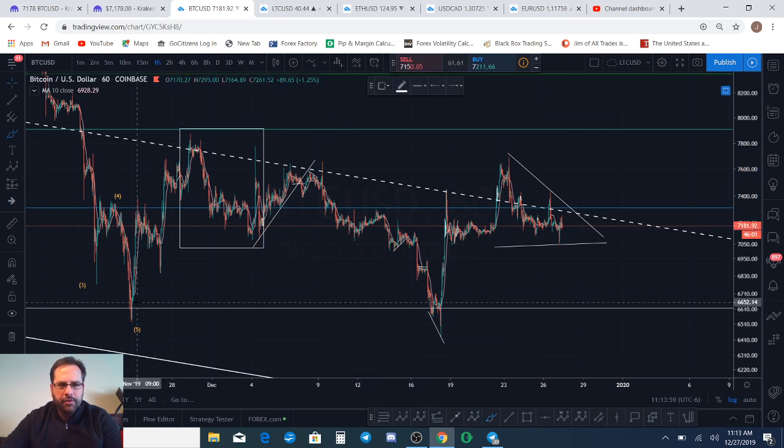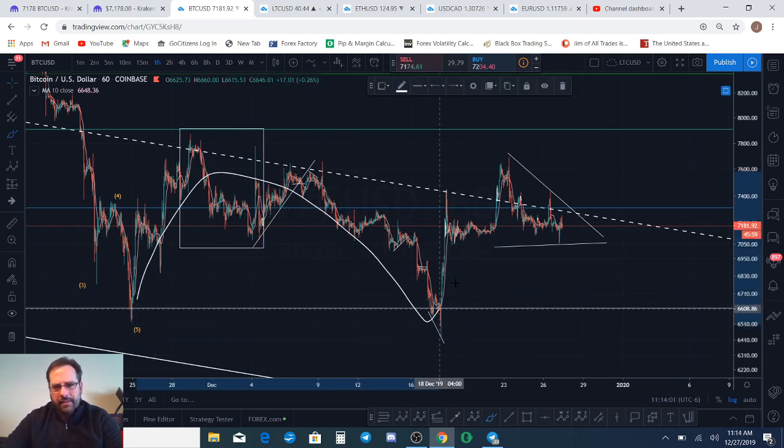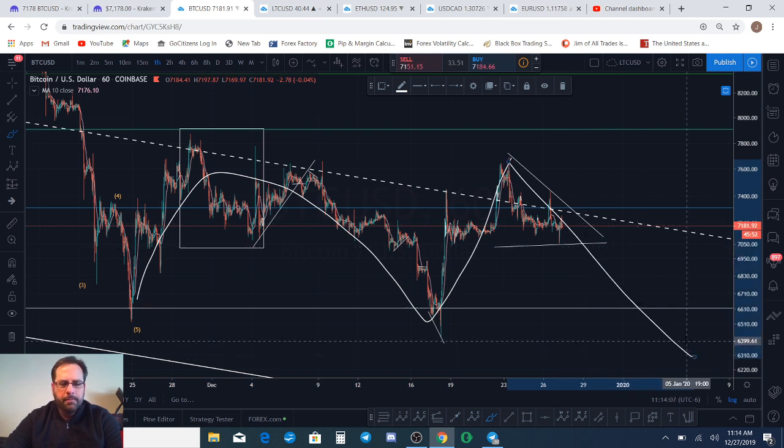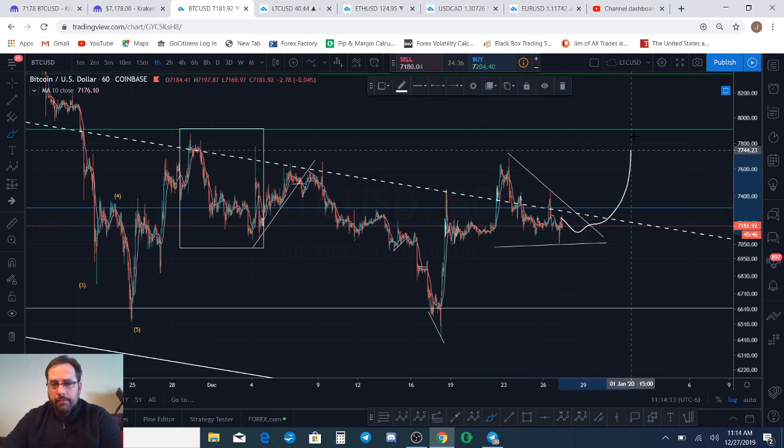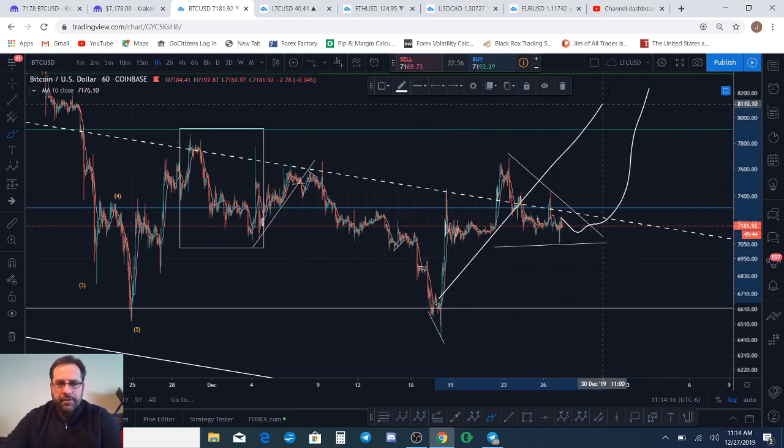So basically my understanding of this structure right here is this is an expanded flat right there. Now, I believe it's finished, and I think we're heading down from here. But I talked about yesterday a proposition that it could very well just make its way back on up here to finish this wave out.